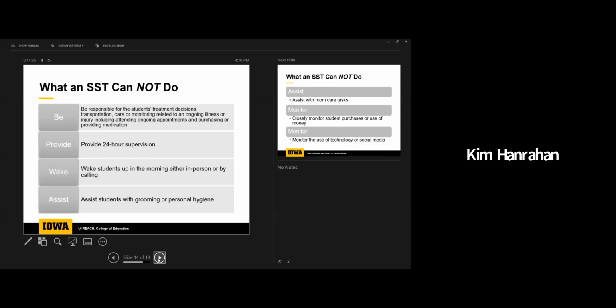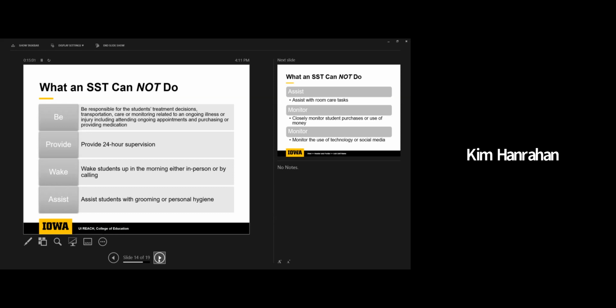We also can't be responsible for treatment decisions or transportation, care, or monitoring related to ongoing illnesses. We can help support a student in learning how to use Canvas and our mass transportation system, but we just can't be responsible for ongoing support. We can't provide 24-hour supervision.